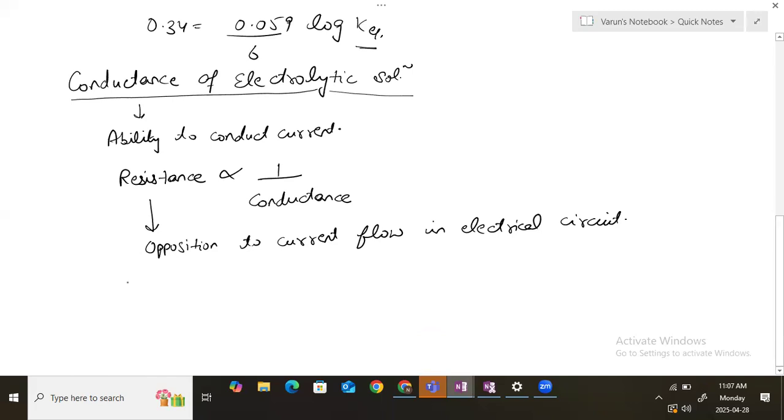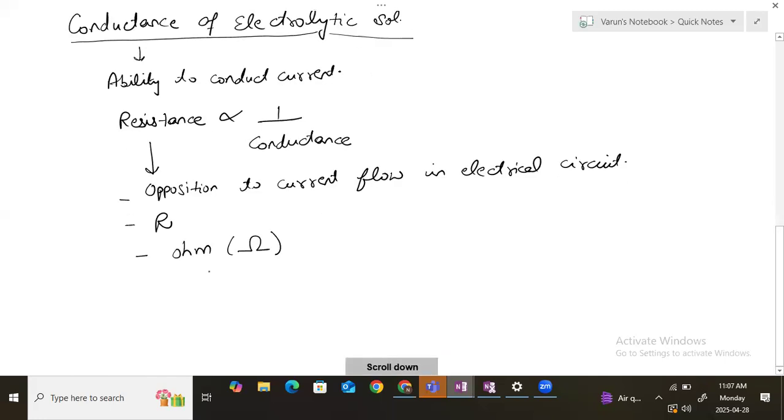Resistance is represented by R. Its unit is ohm, represented by this symbol. We have a formula for resistance: V by I. R is equal to rho L by A. L is the length of the conductor, A is the area of the conductor, and rho is resistivity, or sometimes we call it specific resistance.